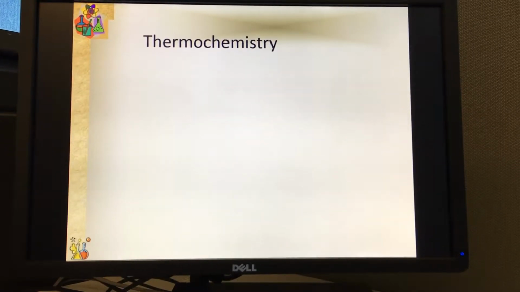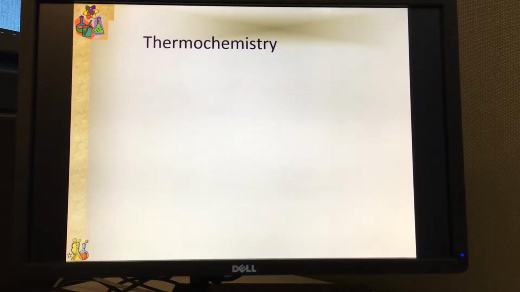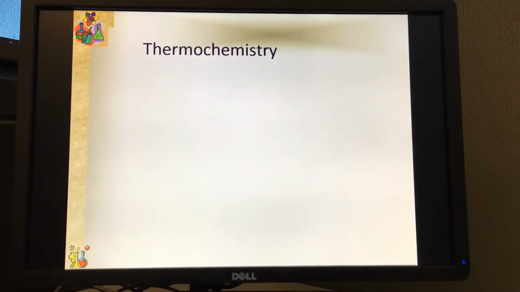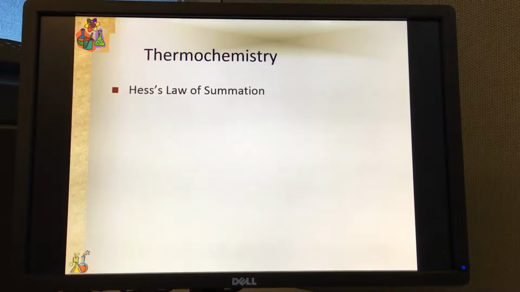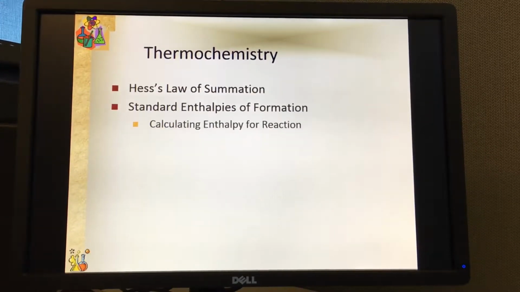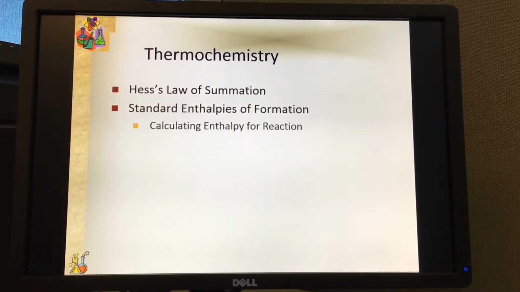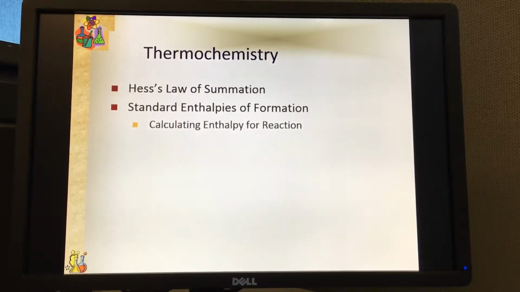Welcome to the supplemental lecture on thermochemistry for Jamie Ansell's Chemistry 161 class. In this supplemental lecture, we'll be looking at two major topics, Hess's law of summation and standard enthalpies of formation. We'll then use standard enthalpies of formation to calculate enthalpies for an entire chemical reaction.